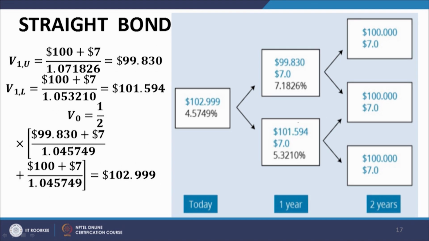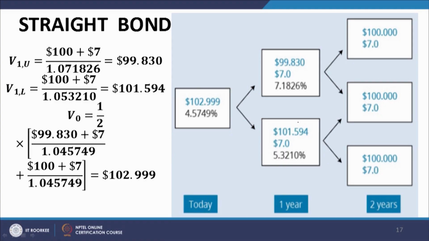We start by valuing the straight bond. We ignore the options, and as we had done earlier in an example, it is quite simple. The cash flows occur at t equal to 0, this is t equal to 0, this is t equal to 1, and this is t equal to 2. T equal to 0 is today, t equal to 1 is 1 year from now, and t equal to 2 is 2 years from now.